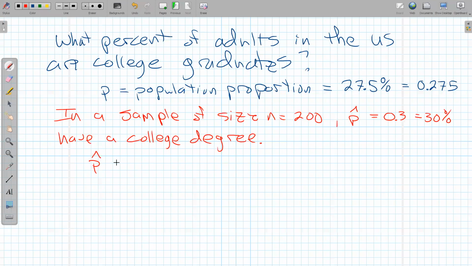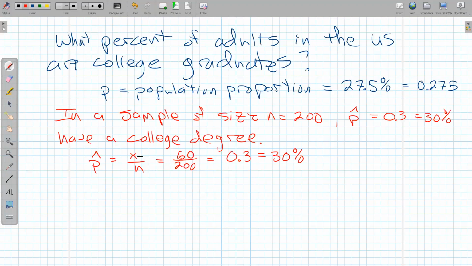So p hat is x, the count, over n, the sample size, and in this case, that is 60 over 200. So that's certainly one way I can state it. P hat is 60 out of 200. 60 out of 200 of the people in my sample had a college degree. Could state it as a decimal, 0.3, or it could state it as a percent, 30%.